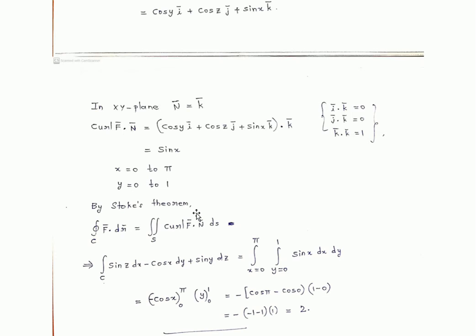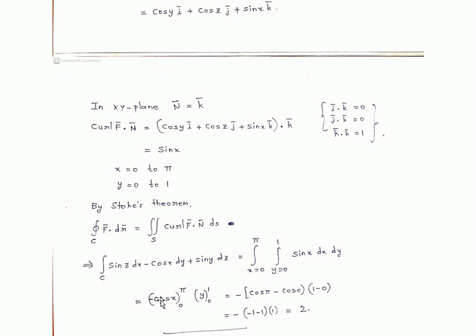Now according to Stokes theorem, LHS value closed integral f bar dot dr bar equal to double integral over s of curl f bar dot n bar ds. Closed integral f bar dot dr bar is nothing but the given problem. That given problem we need to calculate, but this line integral is converted to a surface integral according to the above assumptions. Now integral x equal to 0 to pi, integral y equal to 0 to 1 sin x dy dx. Now for sin x integration, both limits are constant, so we perform the integration simultaneously at a time.